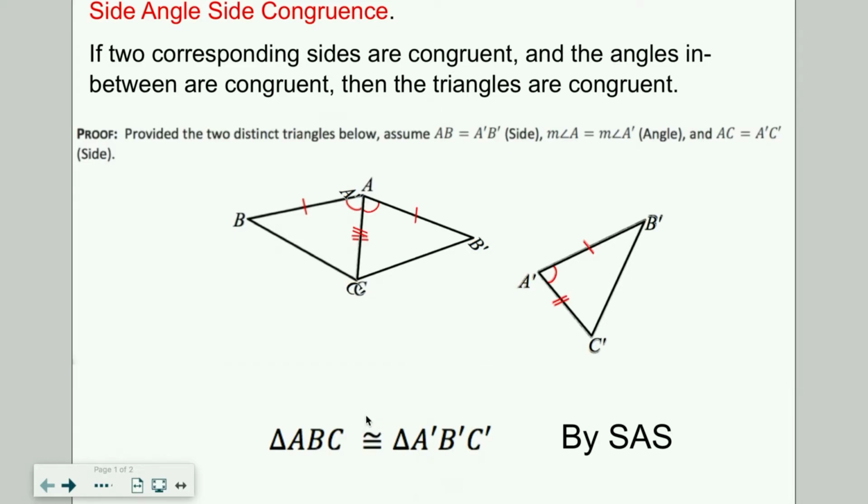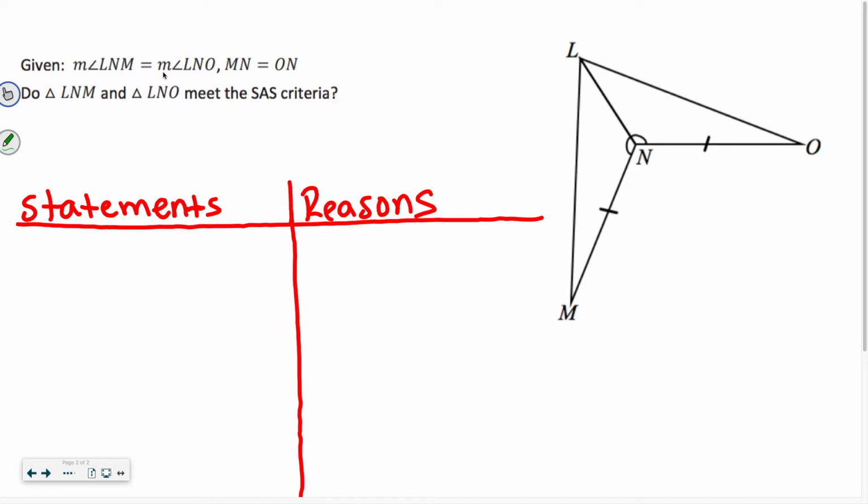So now any time that you see this idea where you have two pairs of corresponding sides being congruent and the angle in between those two sides are also congruent, well then the two triangles must be congruent. That means that angle B is congruent to angle B prime, angle C is congruent to angle C prime, and side BC is congruent to side C prime, B prime. Okay, so let's look at an example.